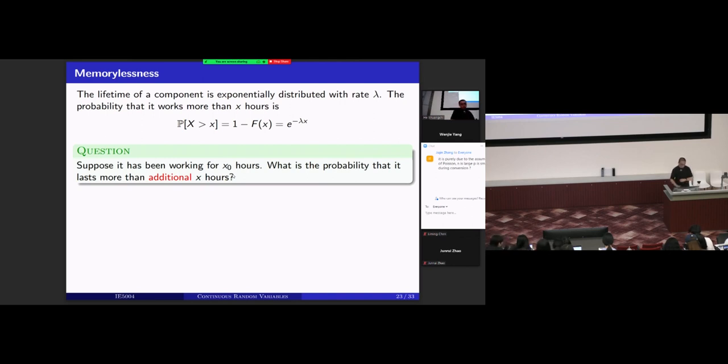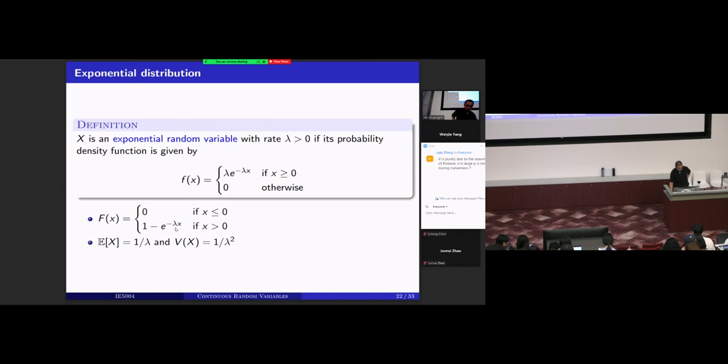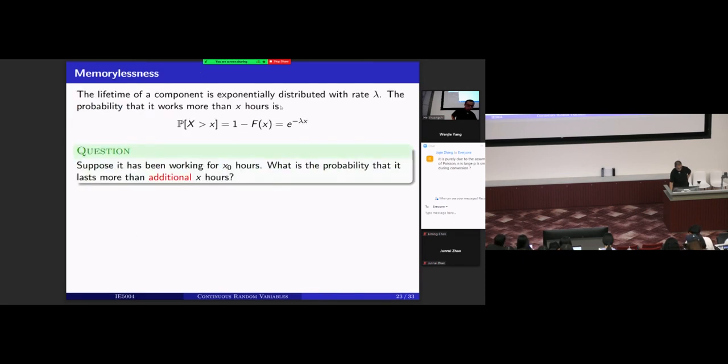Then we know that the probability of being bigger than a given value lowercase x would be 1 minus F of x, according to the definition of the CDF. And because the CDF is given by this, this probability will be equal to e to the power of minus lambda x. And then let's think of the question.